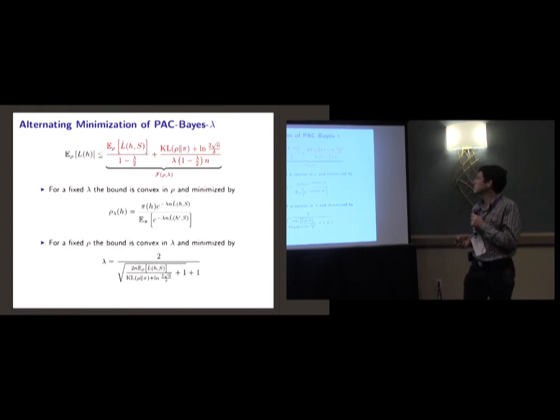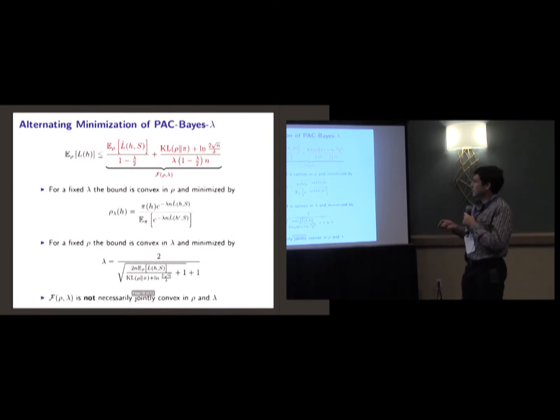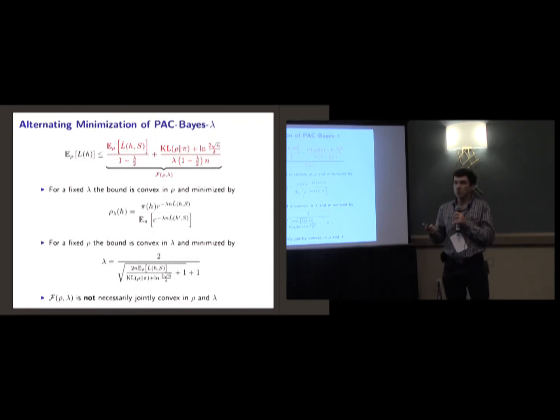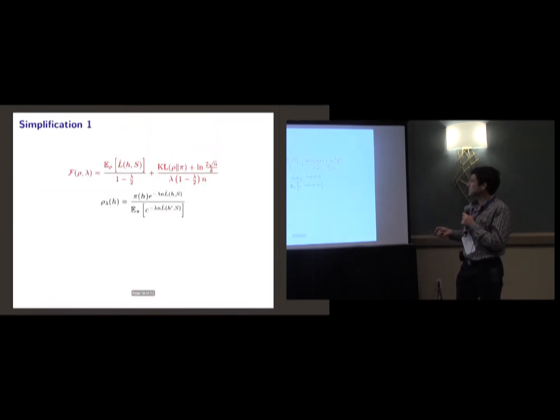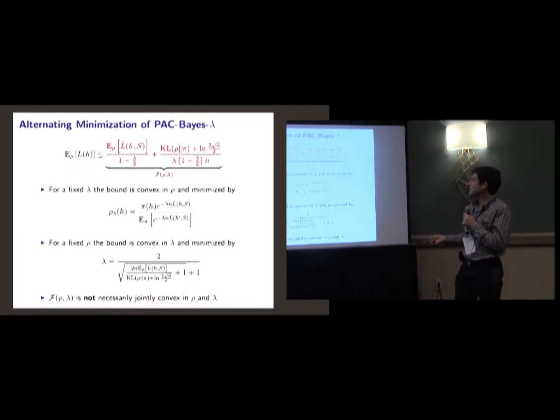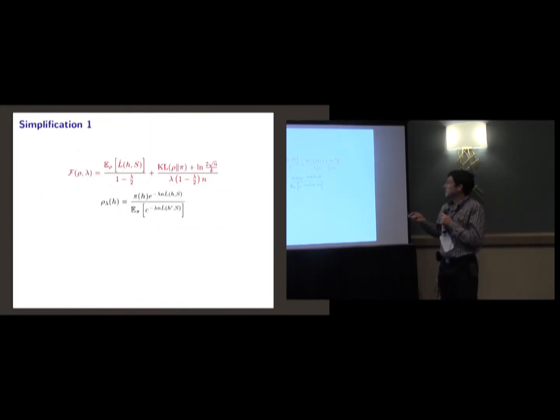Okay, this is quite a simple test. The tricky point is that this bound is not necessarily jointly convex in rho and lambda. If it were jointly convex in rho and lambda, then alternating minimization over rho and lambda would be guaranteed to converge to the global minimum. But joint convexity is a sufficient condition, not a necessary condition. And in this case, we don't necessarily have joint convexity. So we will try to see what we can actually say about this bound.